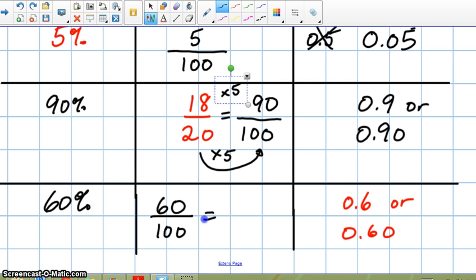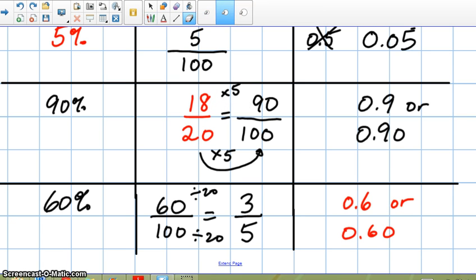Now if we reduce this to lowest terms, I figure out what is the biggest number that we can divide the numerator and denominator by. Well, I could probably divide the numerator and denominator by 20. 60 divided by 20 is 3, and 100 divided by 20 is 5. So the lowest terms of the fraction would be 3 over 5.